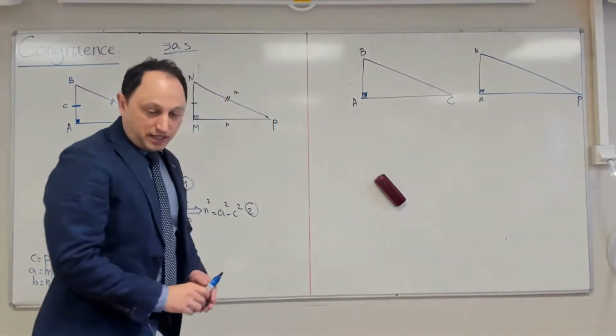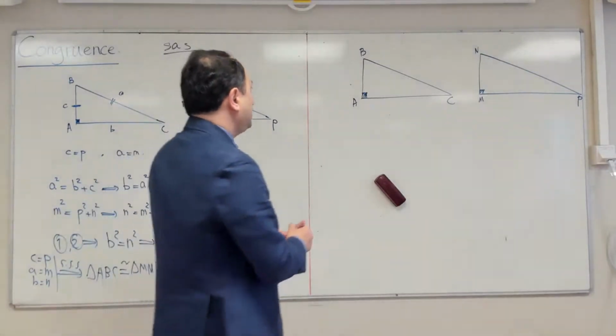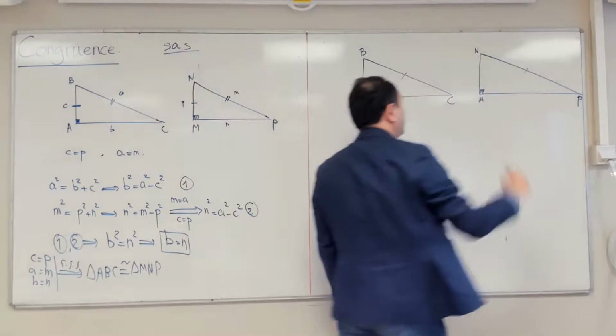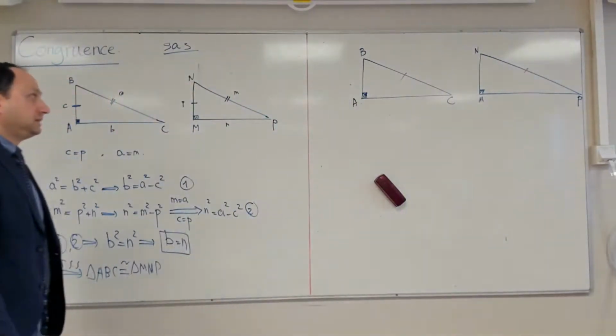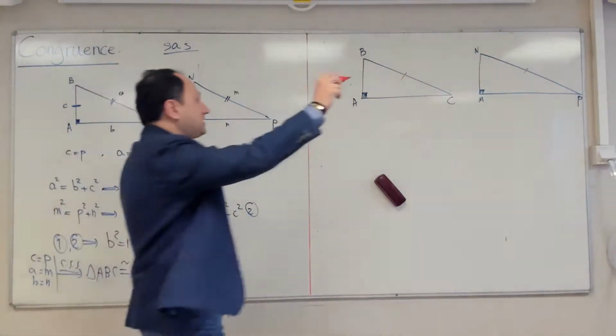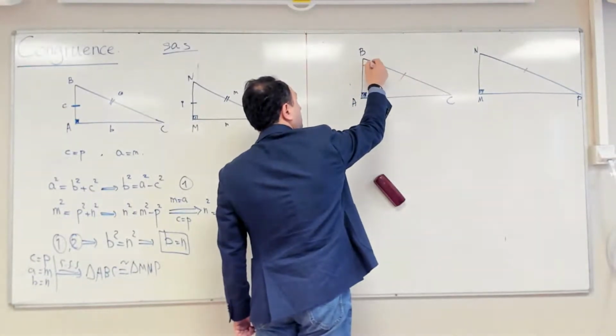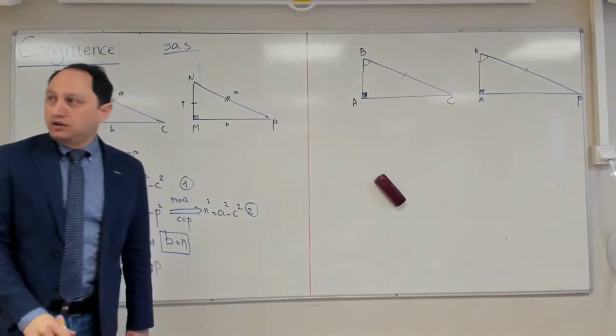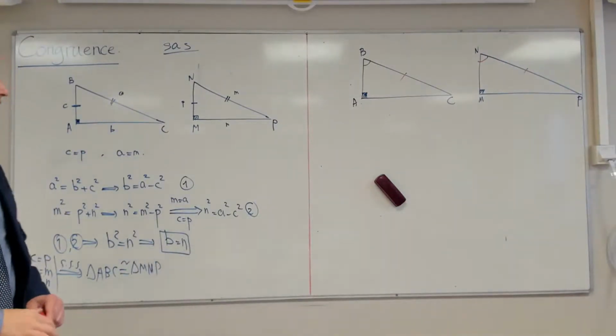Now I will tell you that the hypotenuse I measure is equal to the hypotenuse of this one. And then I measure just this angle. It becomes equal to angle N. Is it enough for me to conclude that these two triangles are congruent? No.